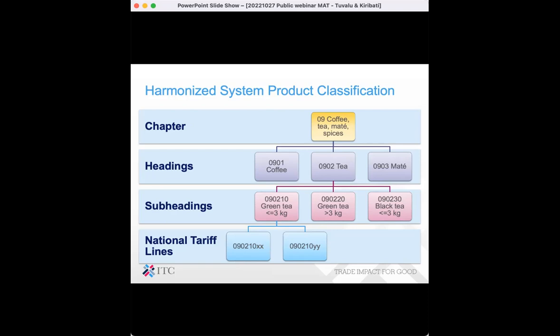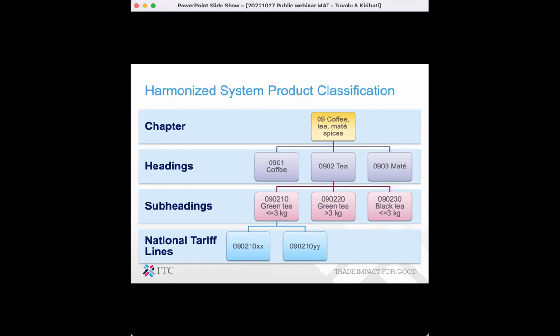Afterwards, if we want to define our products in more detail, we separate this code and add two extra numbers to it. So we have 4 digits, which we call headings. Then we can classify coffee under 0901, tea under 0902, mate under 0903. But this list goes on and on. There are many more HS4 codes underneath this chapter. So we call them HS4 codes for the headings.